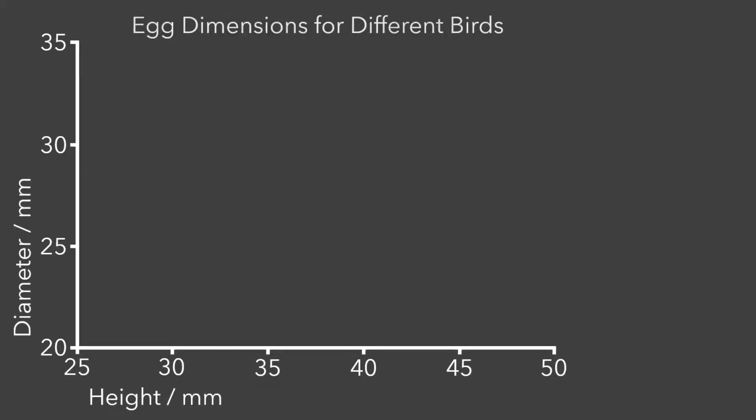So let's draw a graph. We'll put our axes in, and then we'll add our numbers, and we're going to be looking at data about eggs. Oh, we can't forget our labels. And we'll add a bit of data in. There we go.